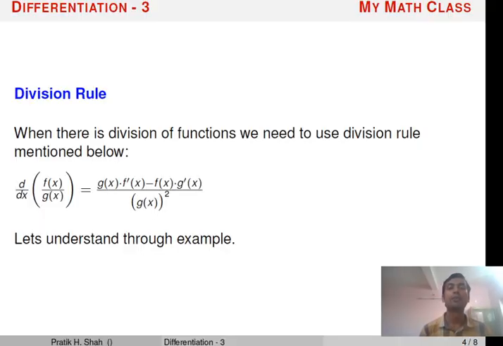It means first we keep the denominator as it is. It means g of x multiplied with the derivative of the numerator, which is f dash x, then a minus sign. Be very careful, here we are putting the minus sign in the middle. Then keep the numerator as it is. It means f of x multiplied by the derivative of the denominator, which is g dash x, and this complete term is divided by the denominator square. It means g of x square.